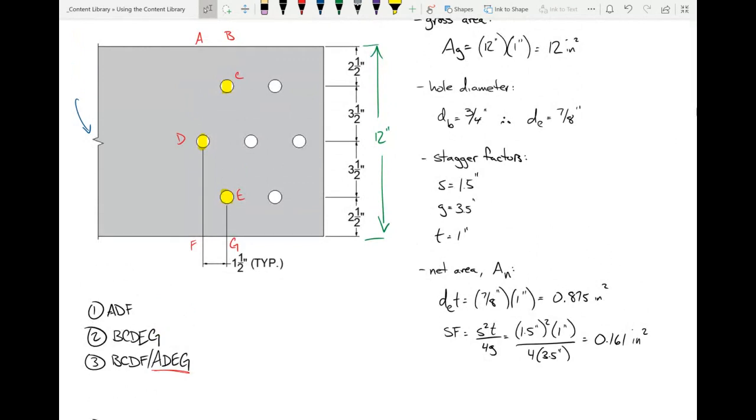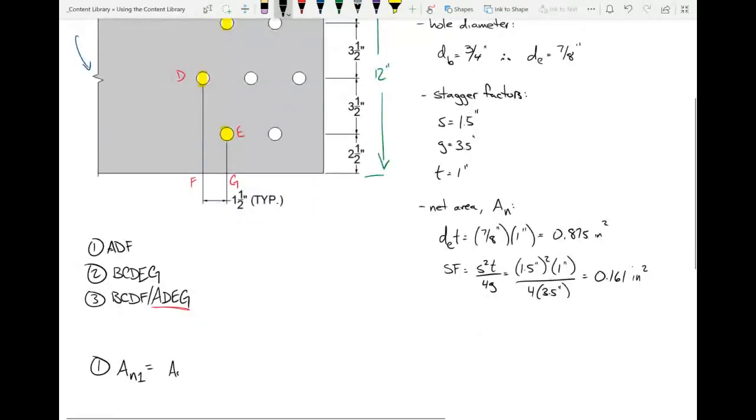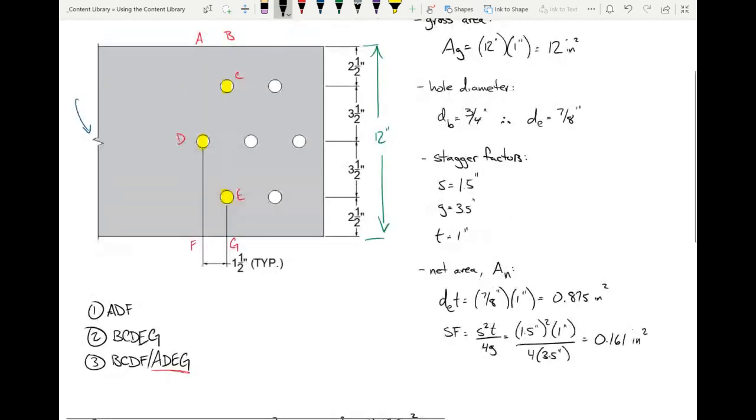That's ADF. You just take the area and subtract the D hole from it? Yeah, just subtract a single bolt hole. So we would take the gross area minus d times t. So that would be 12 square inches minus 0.875. And that would be, what is that, 11.125? Yep. All right. Okay.